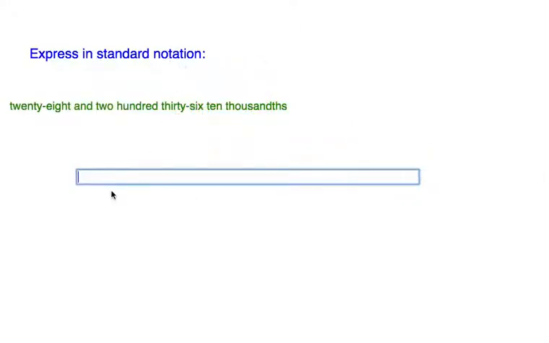28 and, so 28 decimal, 236. So 236, but 10,000ths. So we have to be very careful. So 236 10,000ths. And right now the 6 is in the thousandths place. So to get it into the 10,000ths, I'm going to put an extra 0 between the decimal and the first digit, the 2. Okay, like that. So that reads 28 and 236 10,000ths.